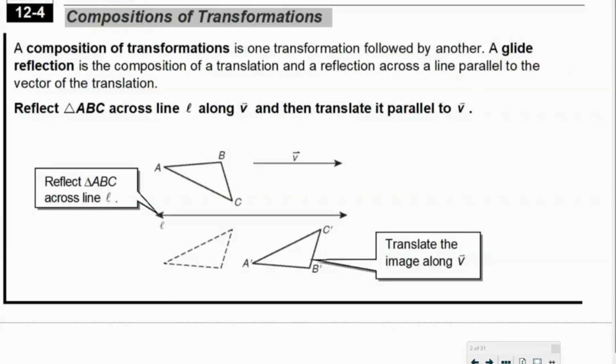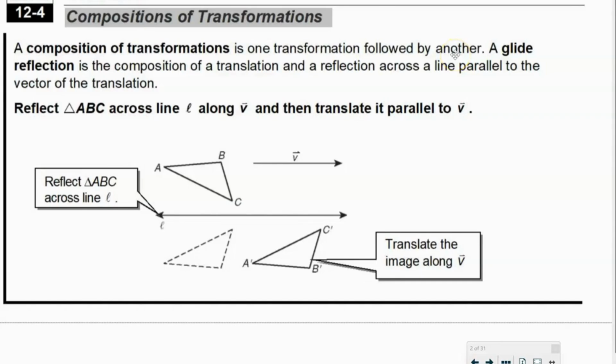Today we're looking at compositions of transformations. A composition of a transformation is one transformation followed by another. A glide reflection is a composition of a translation and a reflection across a line parallel to the vector of the translation. So, what we want to learn today is how to do compositions of transformations, which is essentially one transformation followed by another. And it's about as simple as it sounds.